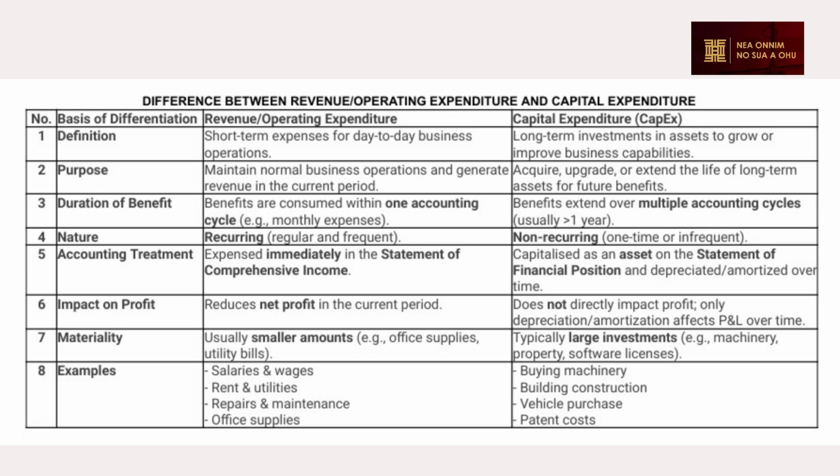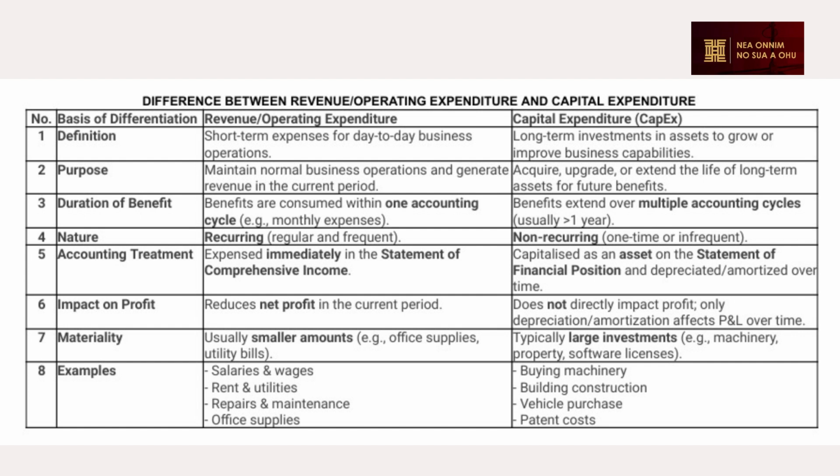So know this. When it comes to the accounting treatment, the statement of comprehensive income is where revenue or operating expenditure are expensed immediately. Whereas when it comes to capital expenditure, they get to be capitalized in the statement of financial position as an asset. I hope that is clear. Good. Now let's look at the impact on profit as the sixth basis of differentiation. Impact on profit.